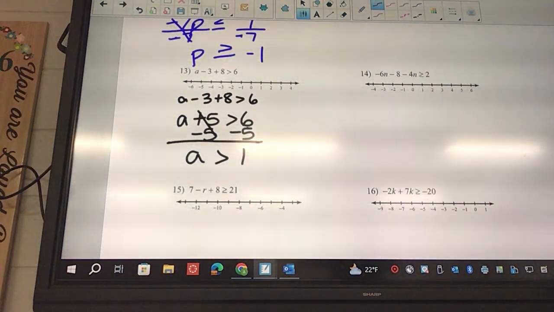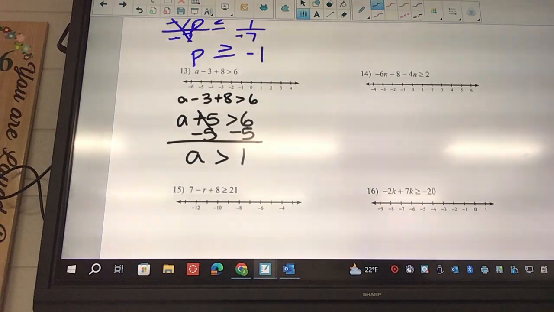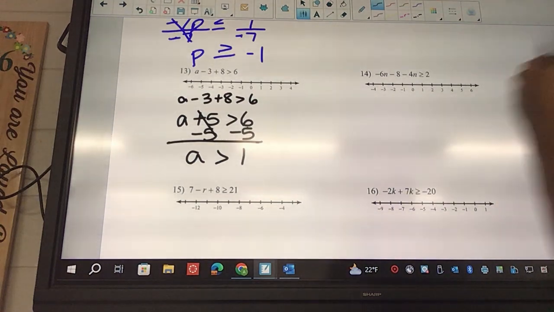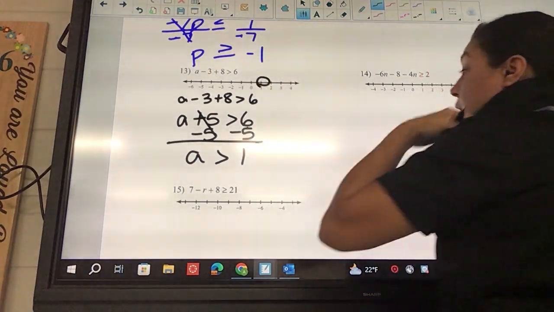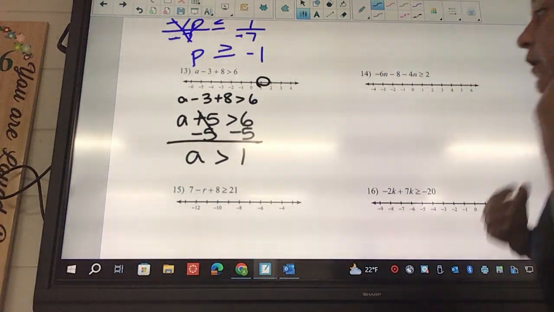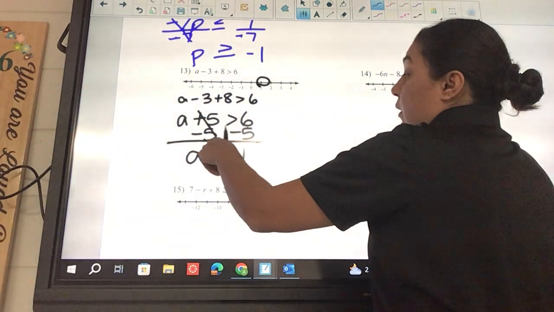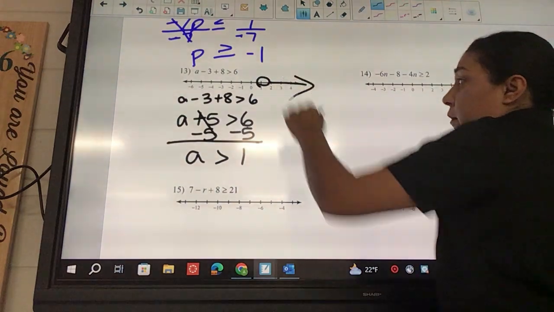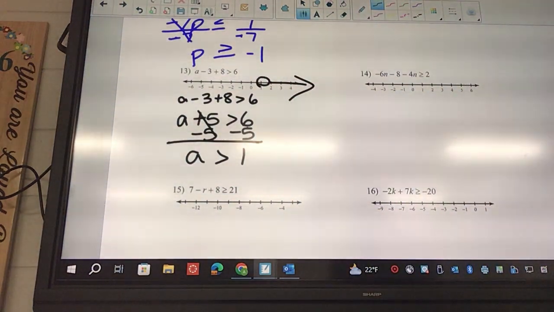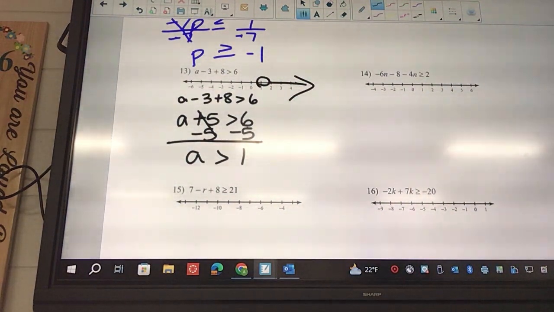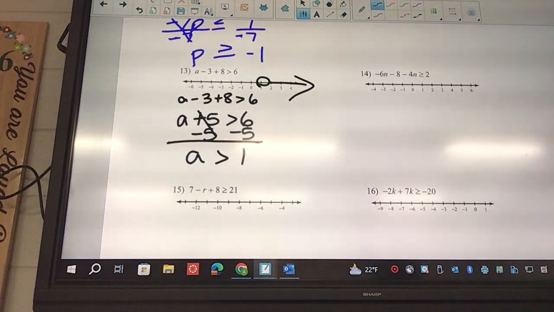Okay, on the 1, is it going to be open or closed? Open. Going which way? No, you're good. You had me double thinking. I was about to draw it, and I was like, wait, hold on.